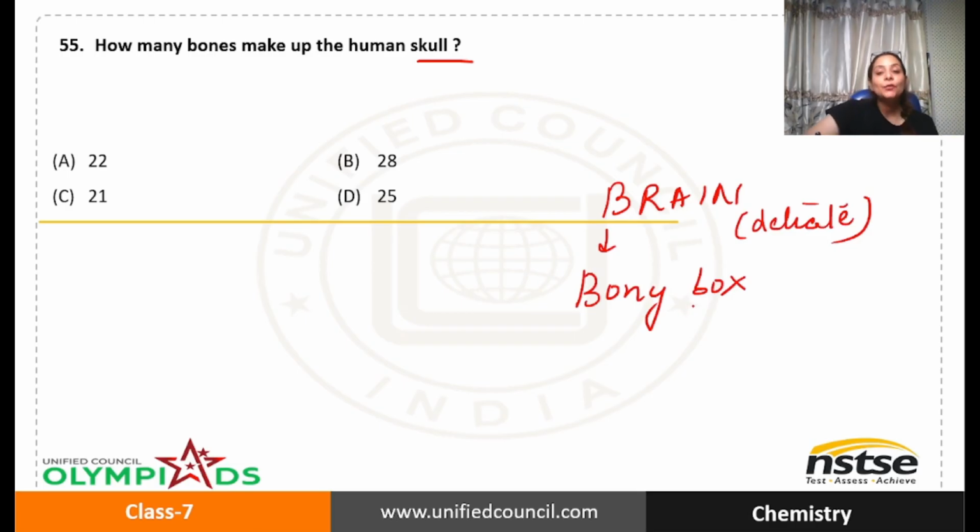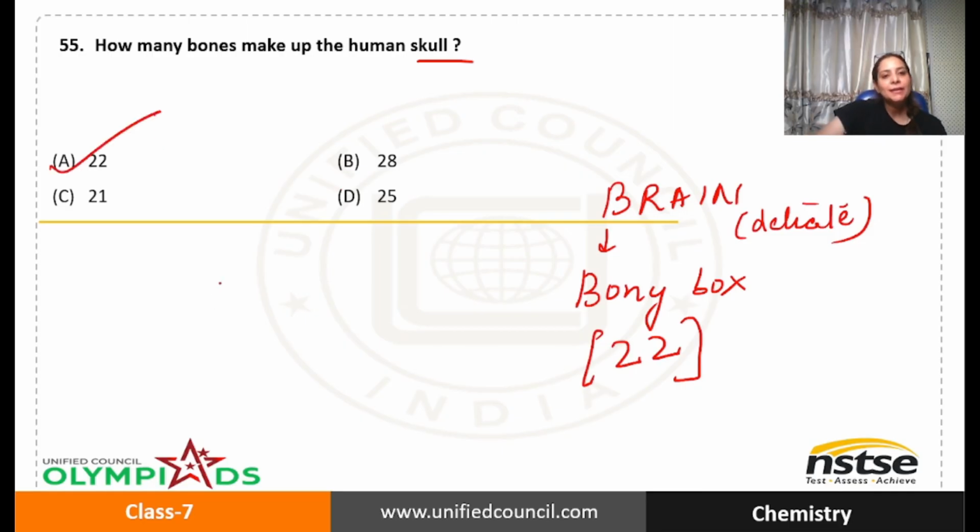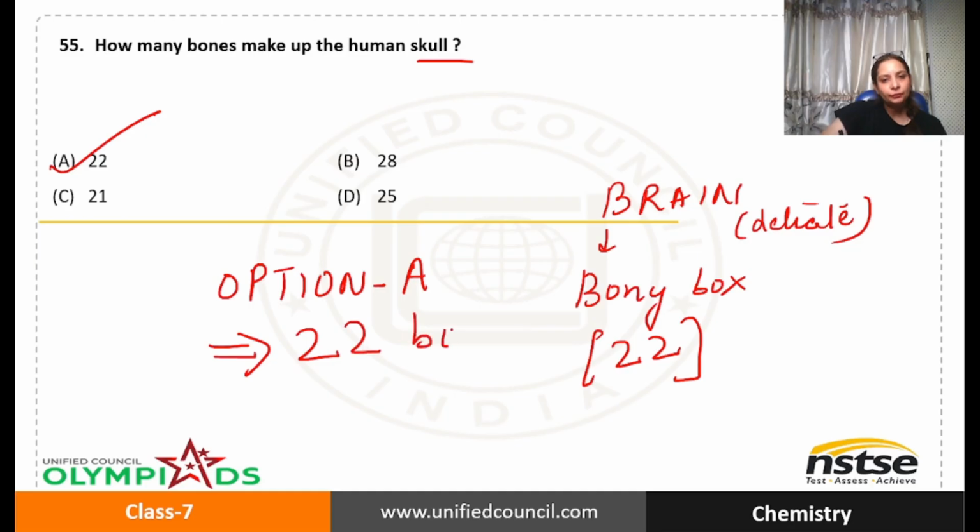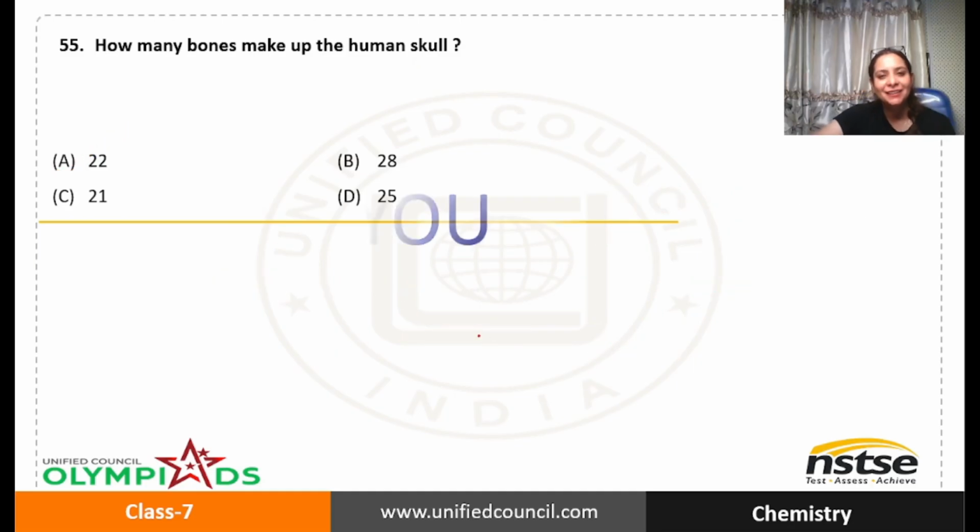That means a box which is made up of bone. Like this is skull. Under that we have brain, which is very delicate. So in order to protect brain from any shock, it is covered with a bony box. And do you know how many bones make up this box? It is 22 bones. So the options say A 22, B 28, C 21, D 25. Which one is correct? Option A is correct. So how many bones make up human skull? 22 bones. I hope you got it.